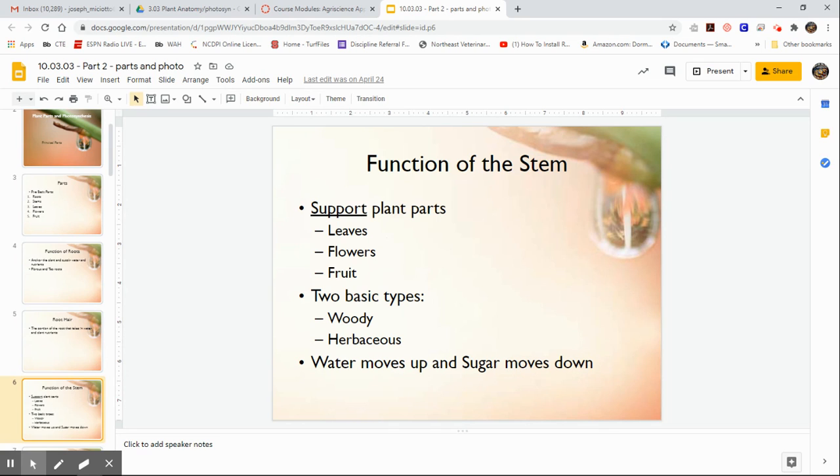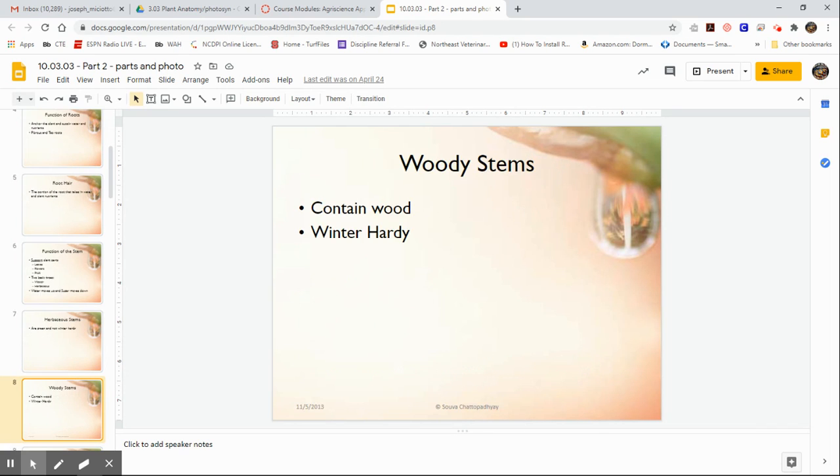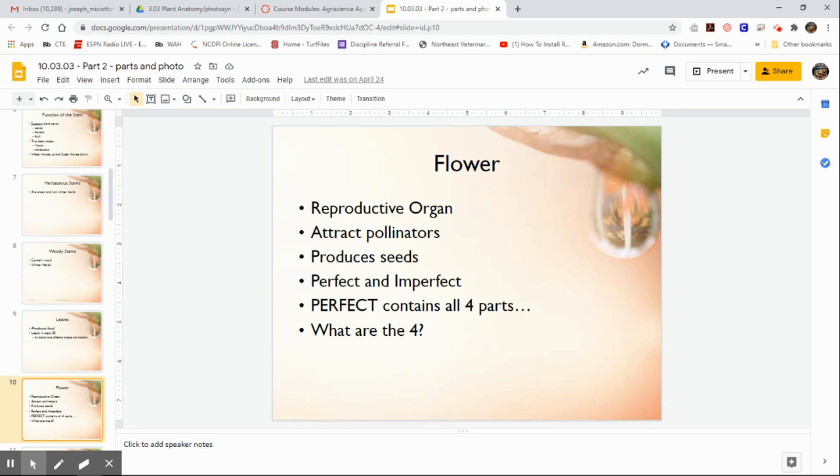And then we also talked about the main purpose of a stem, which is not only just to support the parts, but it's also a highway. It's going to transport food and minerals from the leaves down to the roots, and it's going to transport water and nutrients from the soil that they absorb up to the leaves. So it's one big super highway of material. So herbaceous stems, woody stems. We all know that leaves produce food. Everybody knew that that was photosynthesis. We'll go more into photosynthesis later on in this unit.